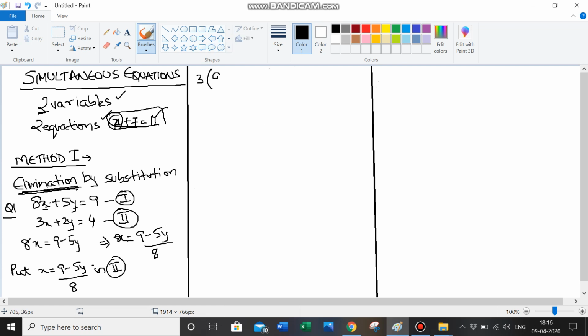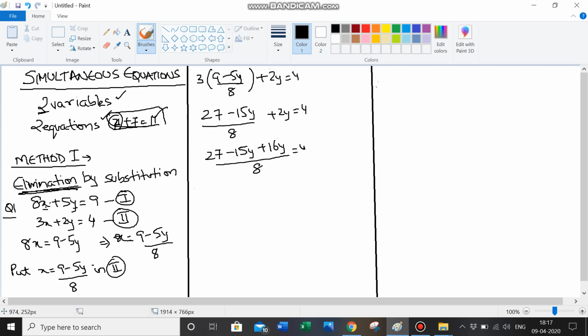So this is 3 times 9 minus 5y upon 8 plus 2y is equal to 4. This is 27 minus 15y upon 8 plus 2y is equal to 4. Let's take LCM. That's 27 minus 15y plus 16y upon 8 is equal to 4. So that's 27 plus y is equal to 32. I just took 4, did cross multiplication. y is equal to 32 minus 27 is equal to 5. So y is equal to 5.